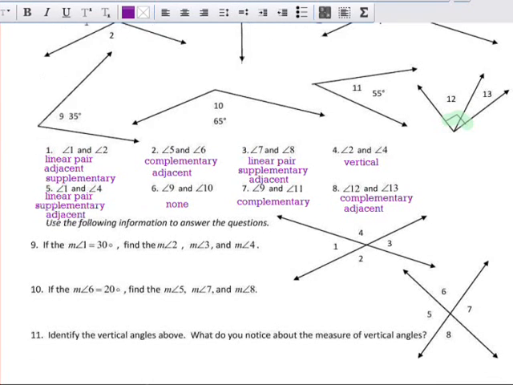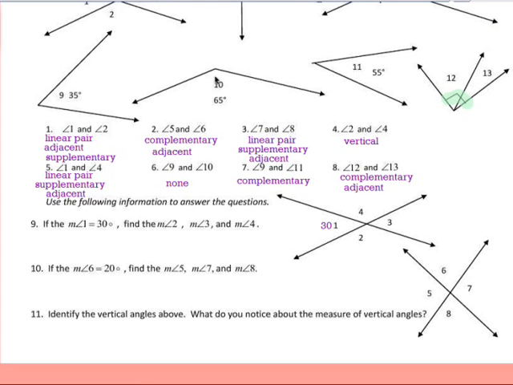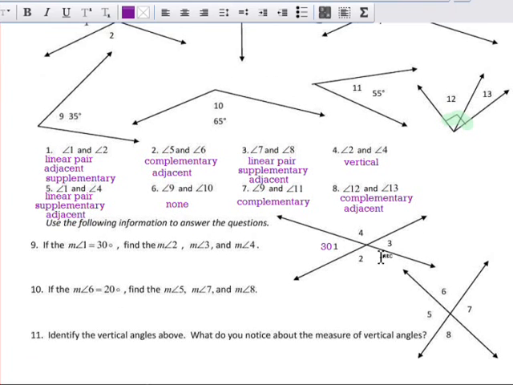All right, let's take a look at number 9 here. Find the measure, if the measure of angle 1 is 30, so they're telling us this is 30, all right? So the measure of angle 1 is 30. Find the measure of angle 2. Well, these are supplementary. They form a linear pair. So the measure of angle 2 is going to be 150. They add up to 180.